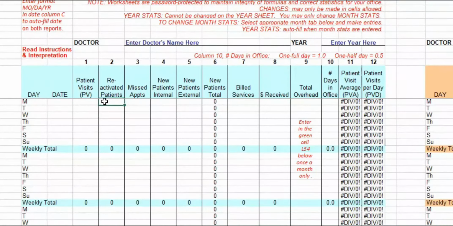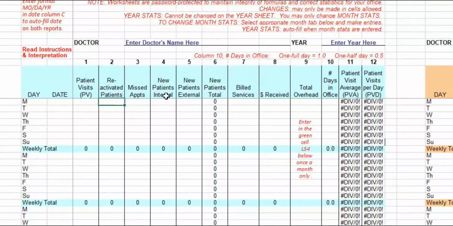Now, to me, that means they were not under a regular care plan. They stopped regular care. They didn't just come in for a visit or two, but they started another care plan. That's what reactivated patients would mean. And again, if you go to the instructions tab, for each one of these I go into great detail about what I mean. And of course, whatever you want them to mean, they can mean that for you.